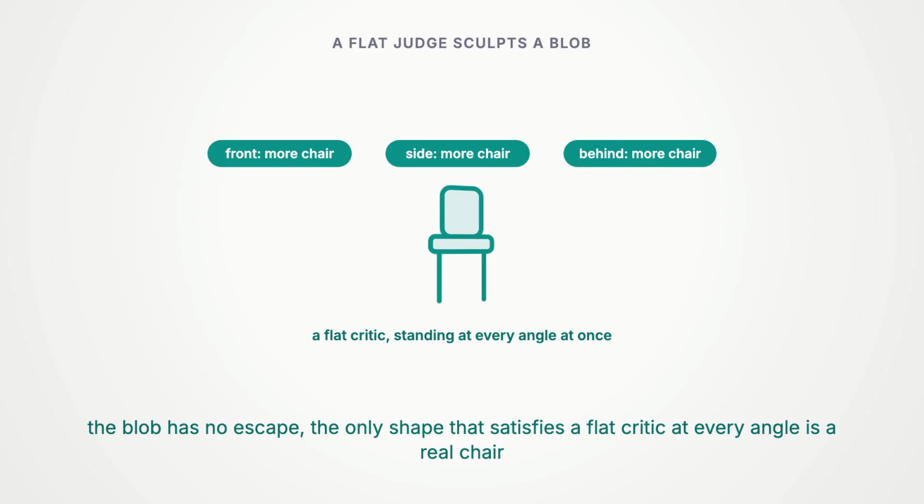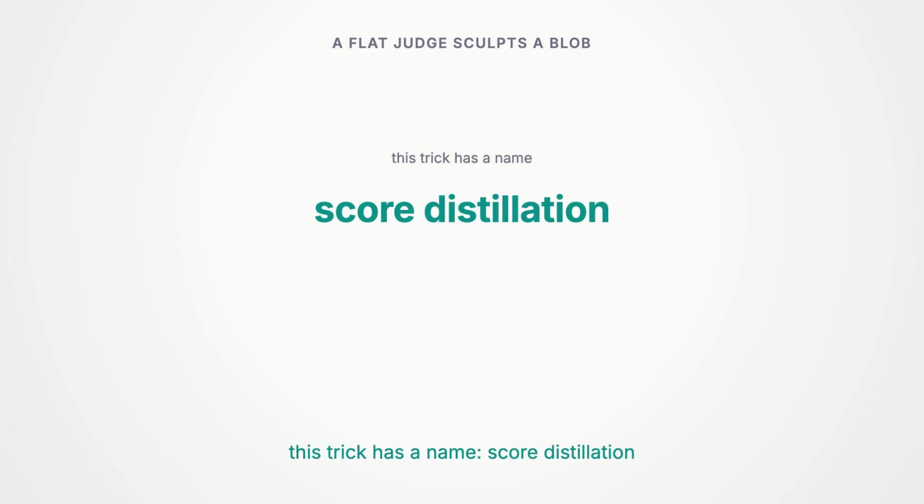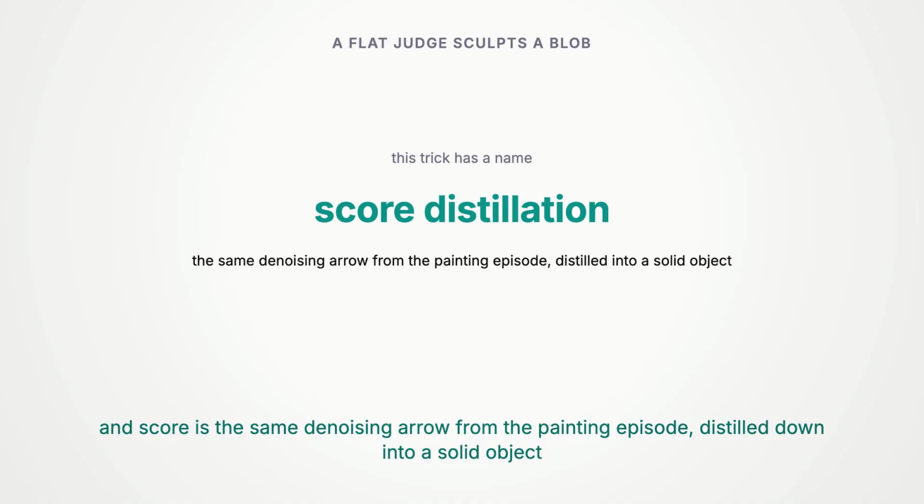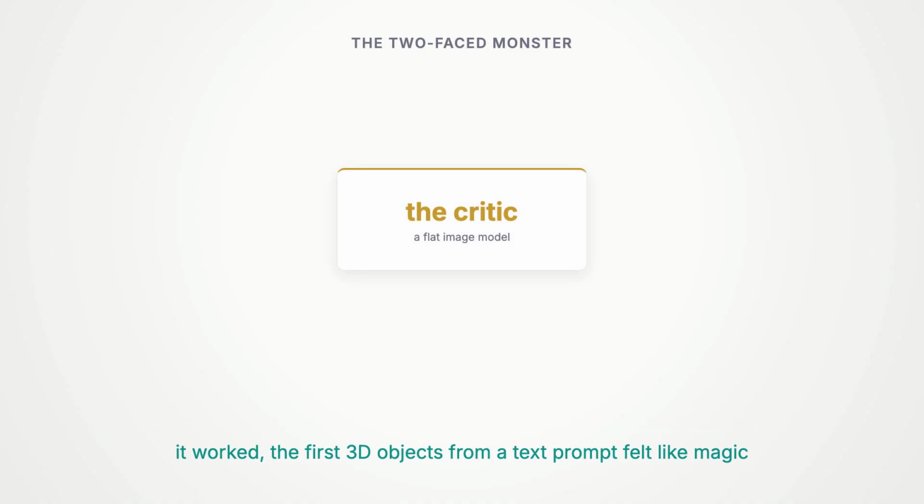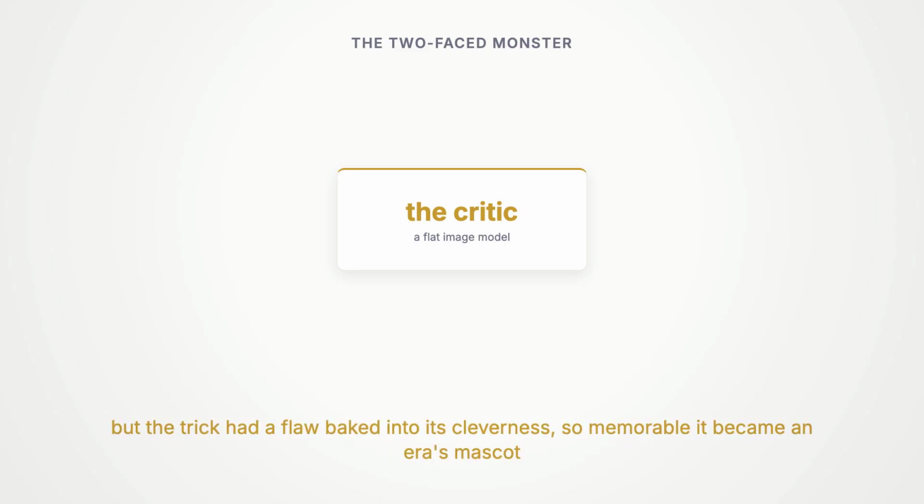This trick has a name: score distillation. And that word, score, is not new. It is the very same score from the painting episodes, one of the three names for the denoising arrow, the direction toward a more plausible image. You are distilling that arrow, the knowledge of a flat image model, down into a solid object. It worked. The first 3D objects conjured straight out of a text prompt felt like magic. But the trick had a flaw baked right into its cleverness, and the flaw is so memorable it became the mascot of an entire era.